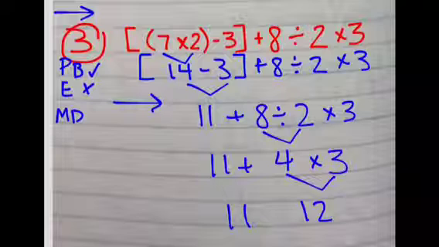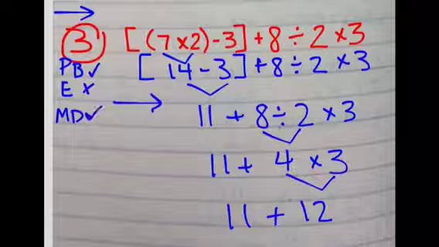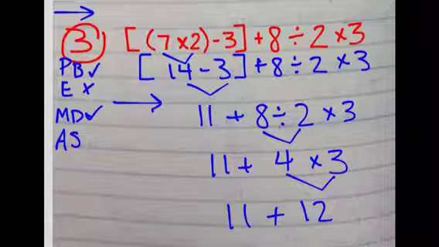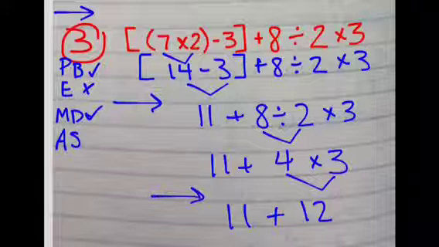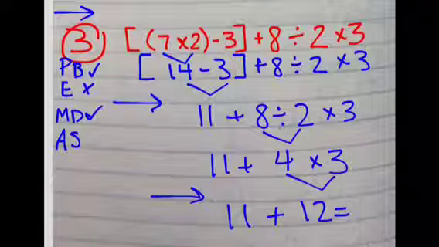Bring down your 11 plus your add. We're done with that step. Now we're on add and subtract, going from left to right. You get 11 plus 12 to give you 23.